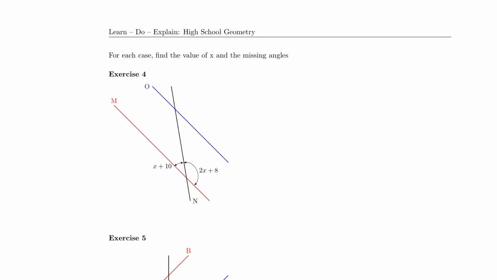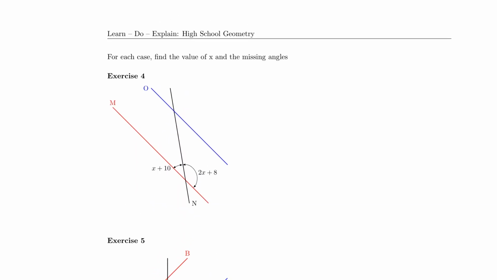And here we have a little bit more challenging exercises. So let's go ahead and solve them. It says, for each case, find the value of x and the missing angles. We are given two parallel lines, M and O, intersected by a line N. But we notice that instead of an angle being given, we are given equations that represent the angles, and we are asked to find the value of x.